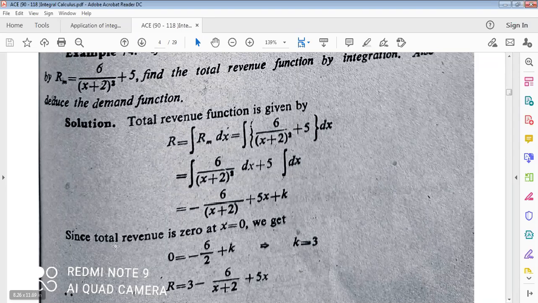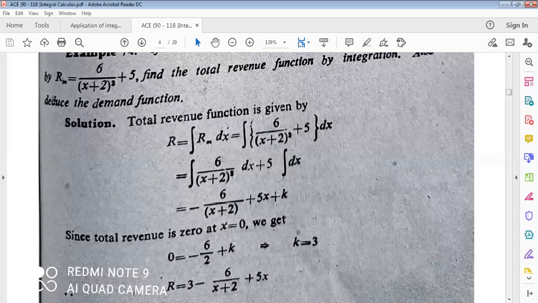Now, since the total revenue is 0 at x equals 0, that is, if no units are produced, then what will the revenue be? 0. So R equals 0 when x equals 0. Then putting x equals 0 in this equation, we get minus 6 by 2, and 5 into 0 is 0, plus k. And the revenue is 0, R equals 0 and x equals 0.